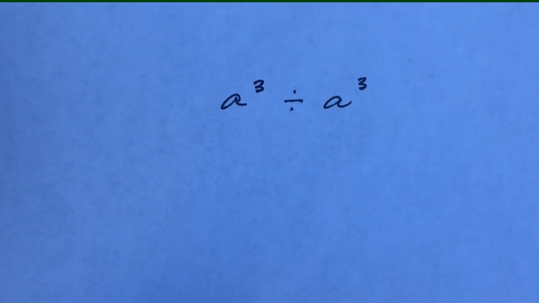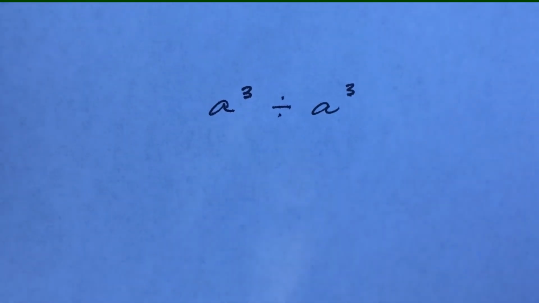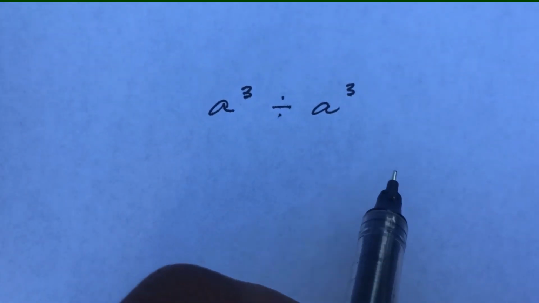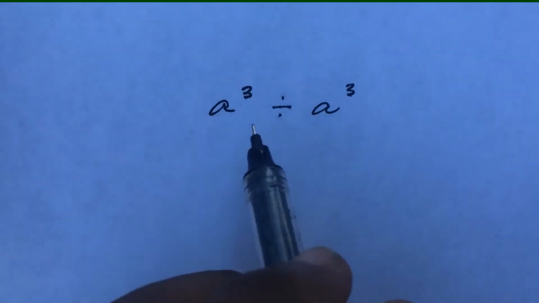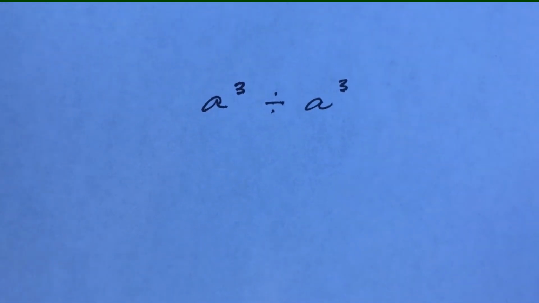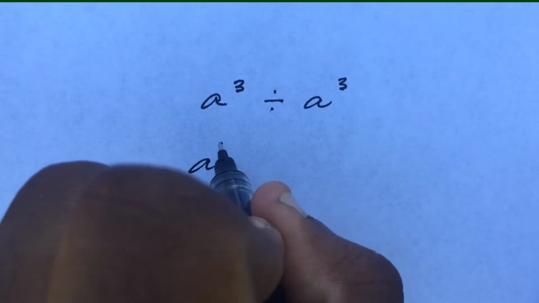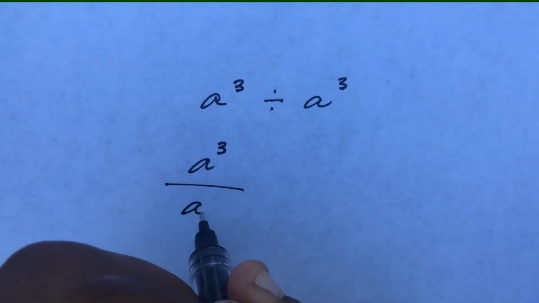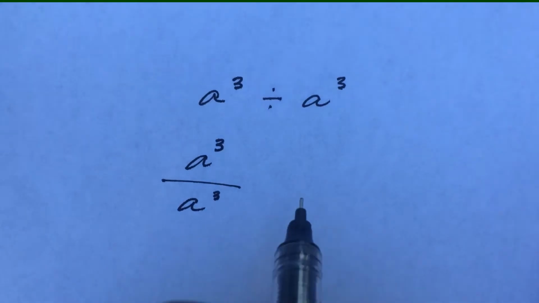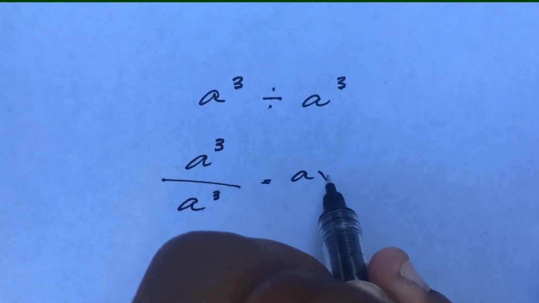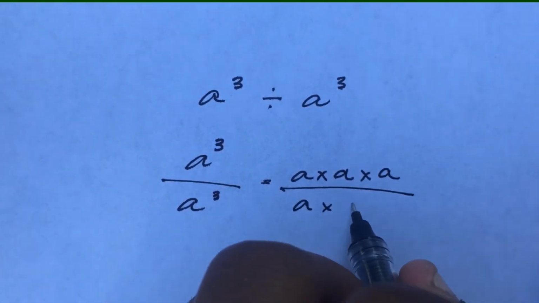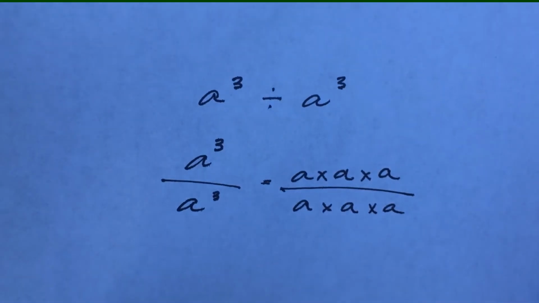Let's look at this other example. Very interesting. What do you notice? The bases are the same. Very good. And the powers are also the same. And we're dividing. Now, I could rewrite this division problem as a fraction. So I'll get a to the third over a to the third. Now, I can expand this and get a times a times a, 3 times, in the numerator and a times a times a, 3 times, in the denominator.